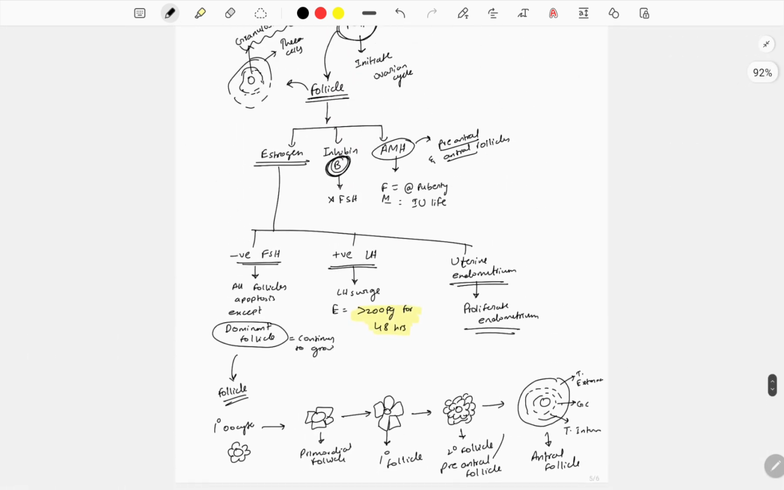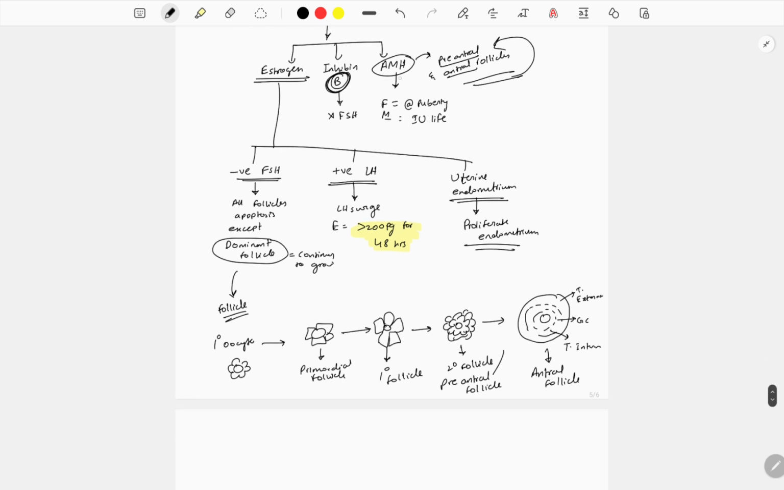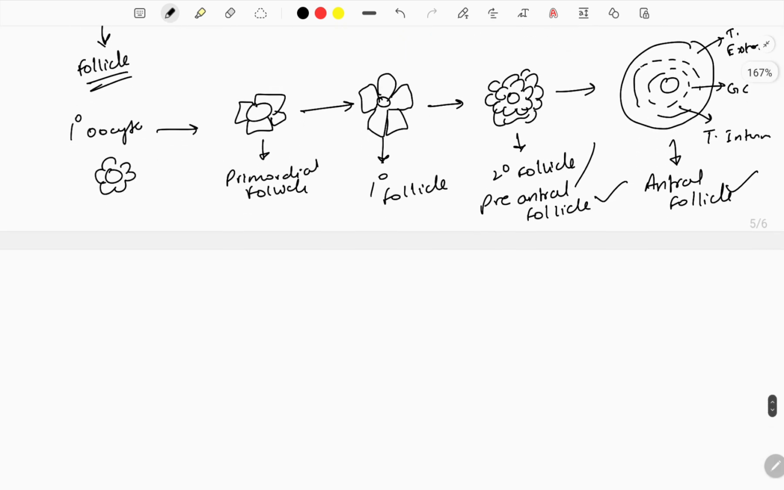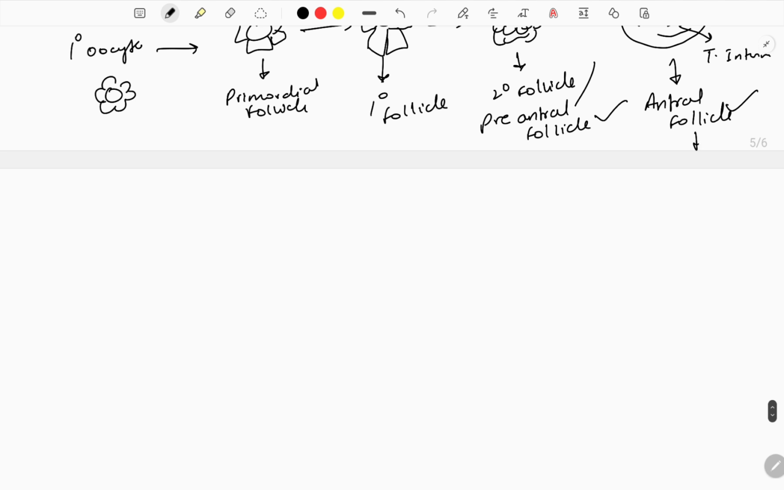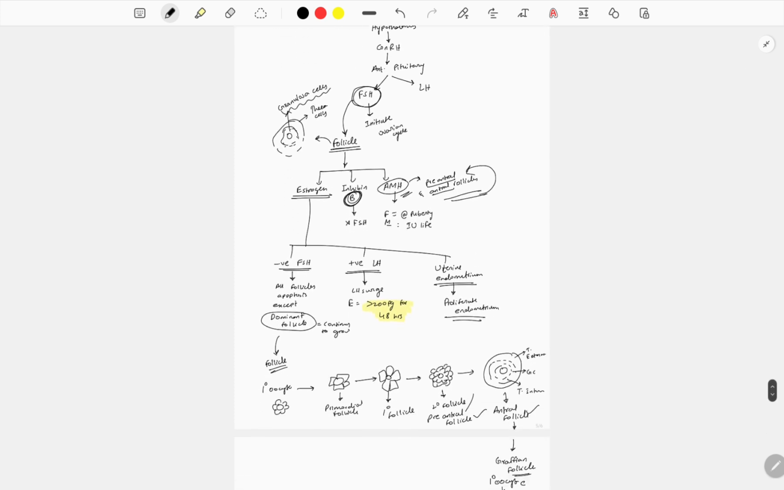Here we learned that preantral and antral follicles secrete AMH. This is what I'm talking about, preantral and antral follicles. These secrete AMH. Now this converts into Graafian follicle, where this primary oocyte is converted into secondary oocyte. So all of this is a part of ovarian cycle.